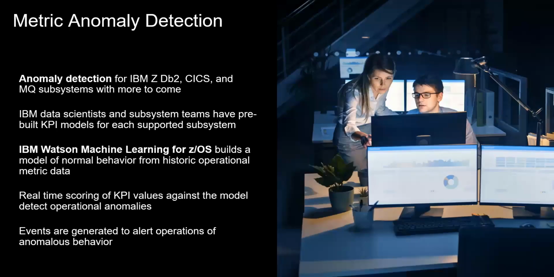So let's take a look at a little bit more detail on some of what we have for metric-based machine learning. Today we have detailed KPI models for DB2, CICS, and MQ, with additional subsystems to come. If you're familiar with the solution and maybe have been involved with some of our user groups, our team of data scientists have worked very closely with the IBM Z subsystem teams to determine what set of KPIs are most useful for each individual subsystem.